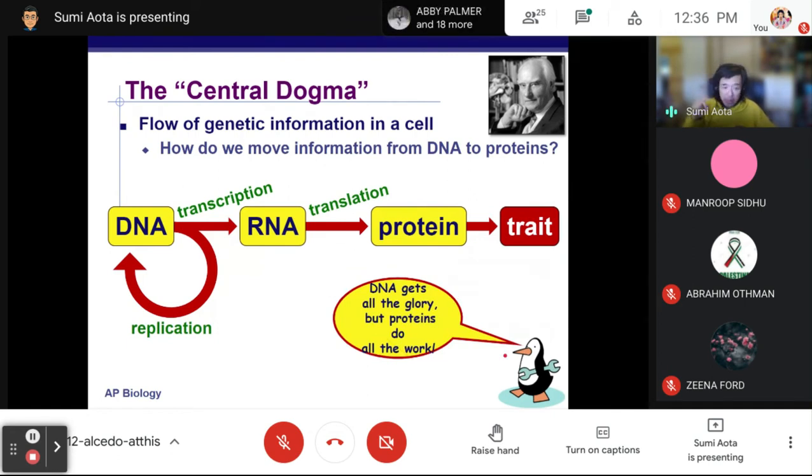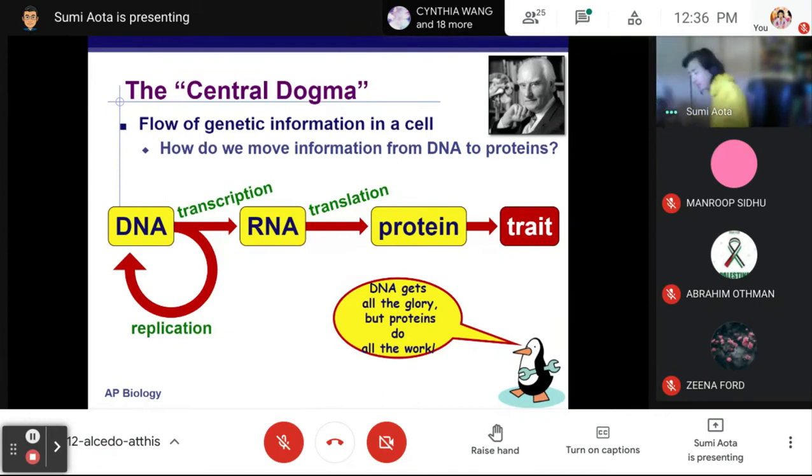The question I pose to you is, why go through this extra RNA step? Why not simply go directly from DNA to protein? That's the question we're pondering right now.